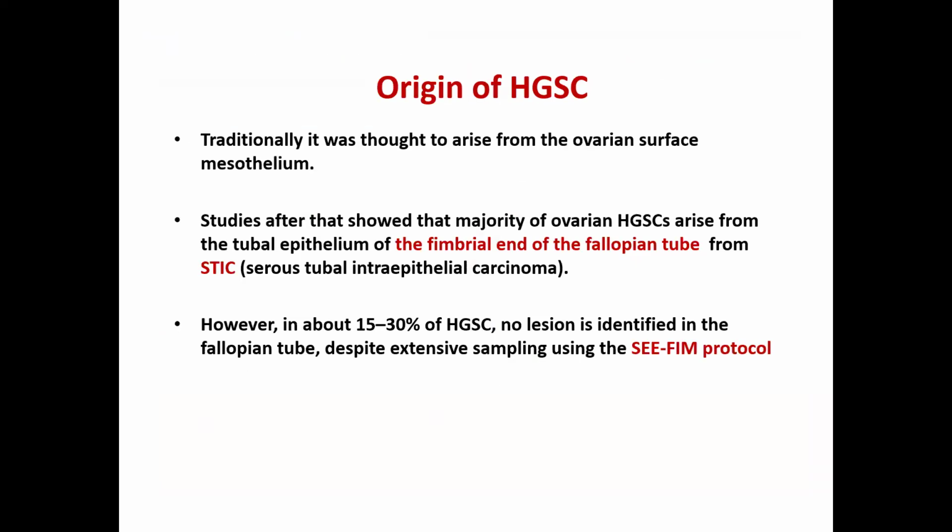Regarding the origin of high-grade serous carcinoma, traditionally it was thought to arise from the ovarian surface mesothelium. Studies showed that the majority of ovarian high-grade serous carcinomas arise from the tubal epithelium of the fimbrial end of the fallopian tube, not from the surface of the ovary, from a lesion called STIC. STIC means serous tubal intraepithelial carcinoma. So this is the precursor for high-grade serous carcinoma.